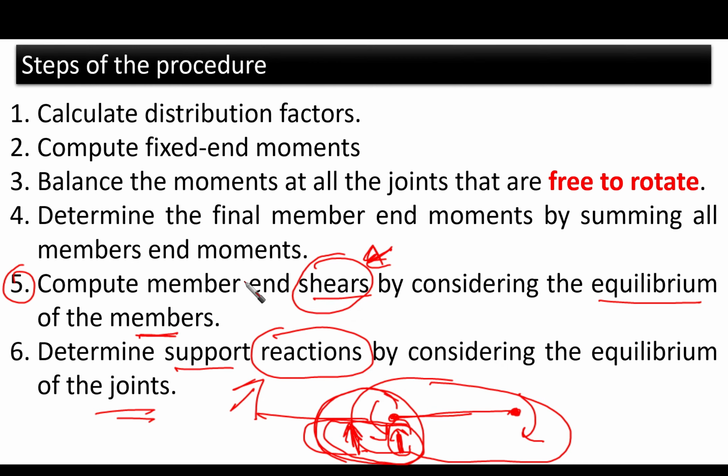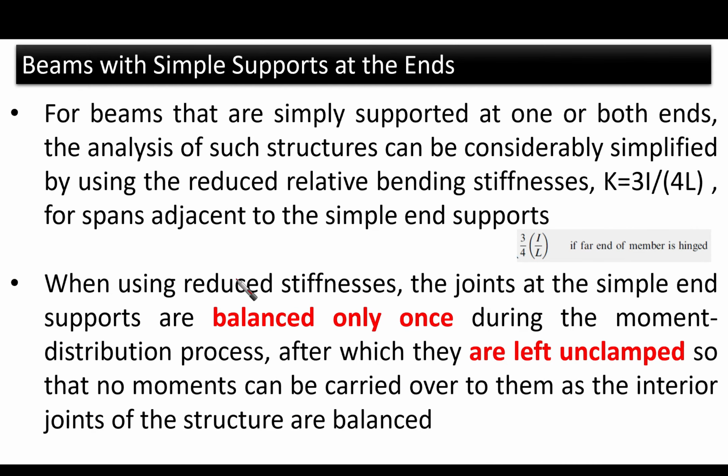Well, we are ready now to go to examples, but before going into the examples, we are going to highlight something important related to beams with a simple support at the end. Whenever we have a simple support at the end, we are going to make it easy for us. We're going to use the relative stiffness for this span. So we're going to say that the relative stiffness for this span is going to be 3EI over L.